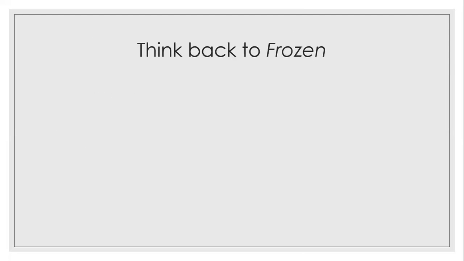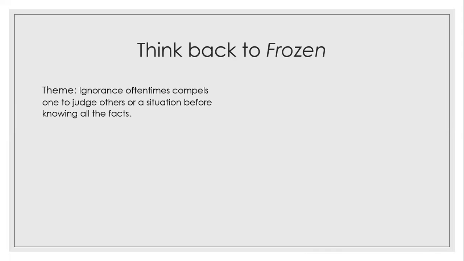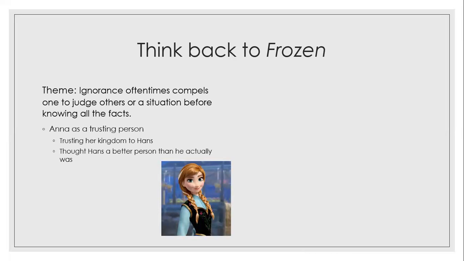So again, thinking back to Frozen, we have a theme that could be: ignorance oftentimes compels one to judge others or a situation before knowing all the facts. So our good friend Anna here is a very trusting person because of the ignorance she had as a child. The only people she ever knew were people that she trusted, so she thought she could trust pretty much everybody. She trusted her kingdom to Hans after knowing him for like an hour, when she went to try and bring Elsa back to unfreeze everything.